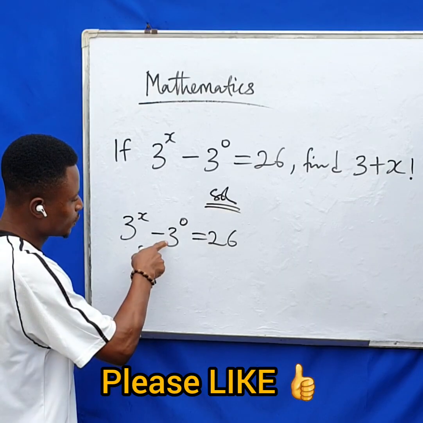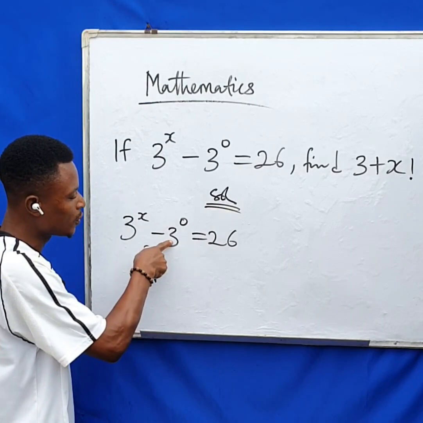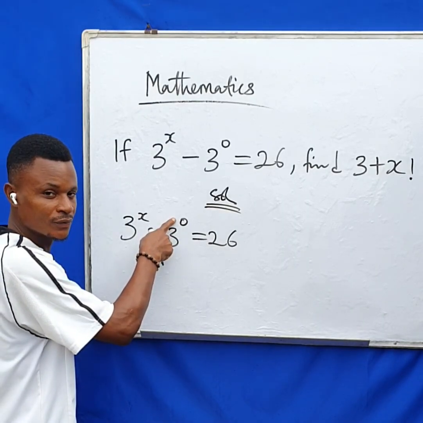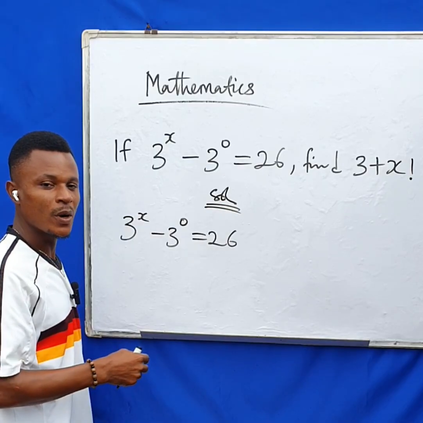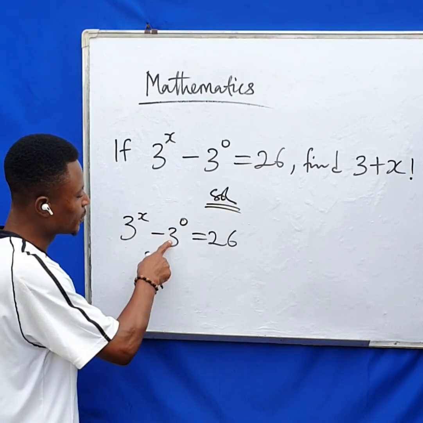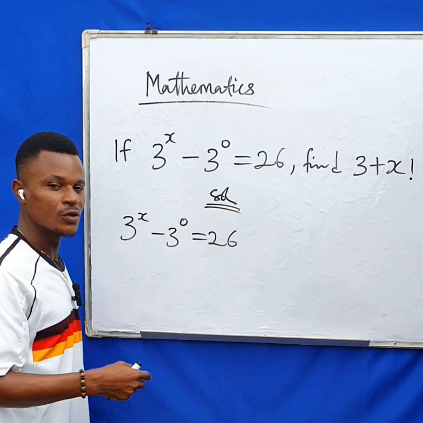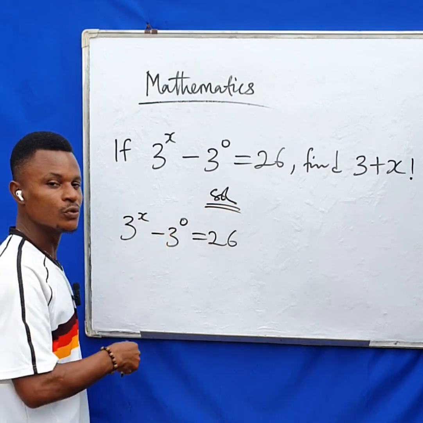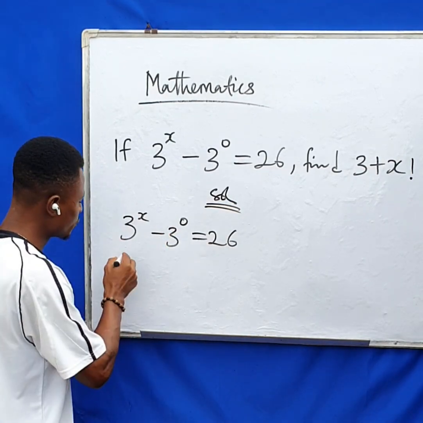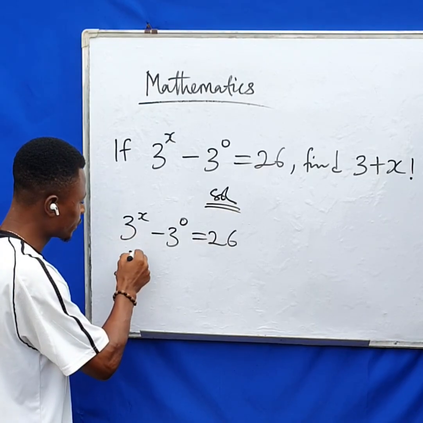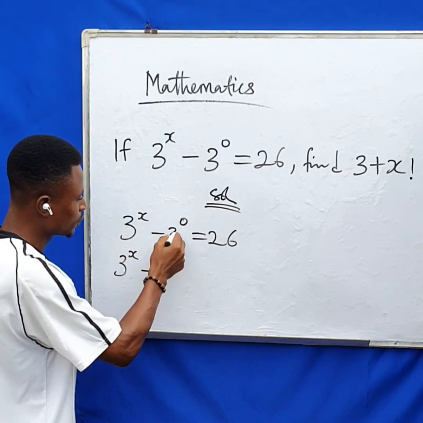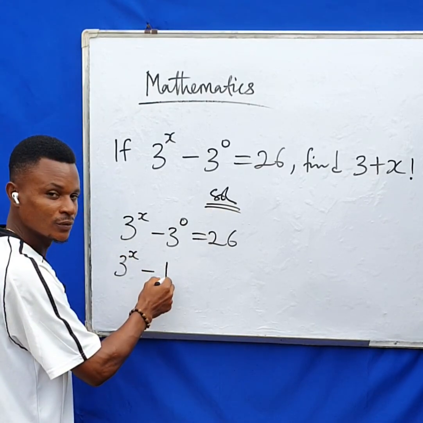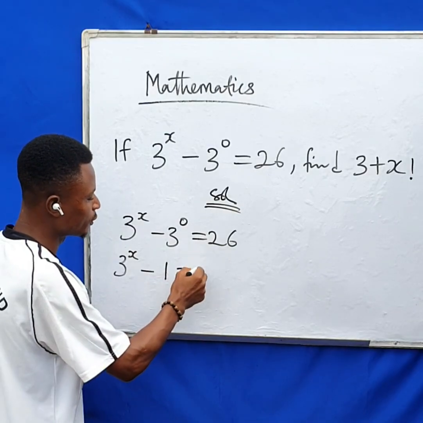Now, we are going to apply the law of indices here because we have 3 raised to the power of 0. According to the zero power law of indices, if a number is raised to the power of 0, the result is equal to 1. So in place of this 3 raised to the power of 0, we are going to put 1. That means we're going to write down 3 raised to the power of x, then minus, in place of this, we write 1, equal to 26.